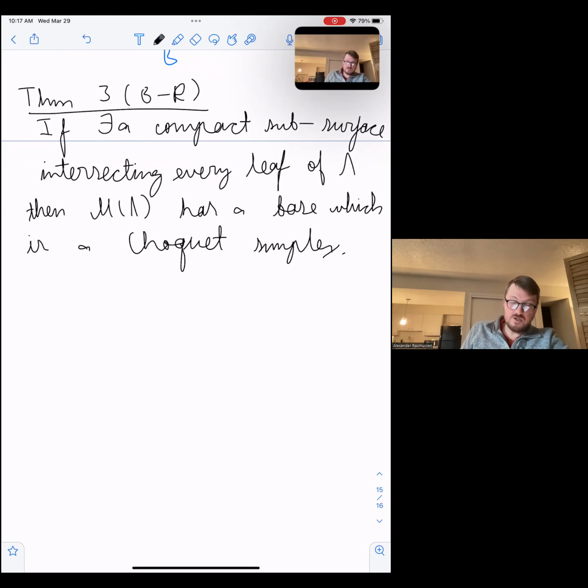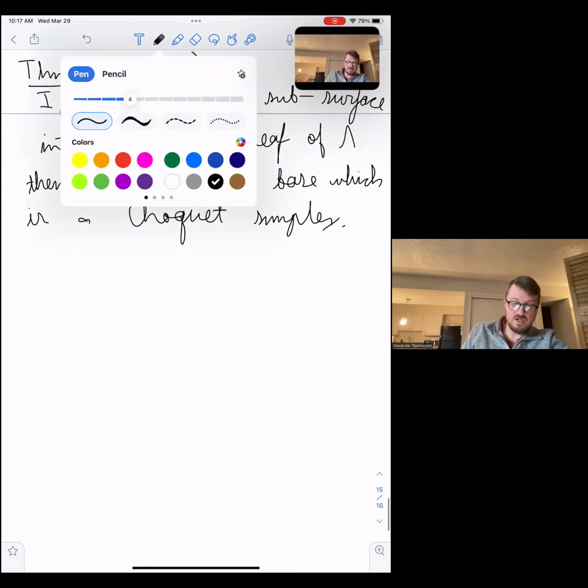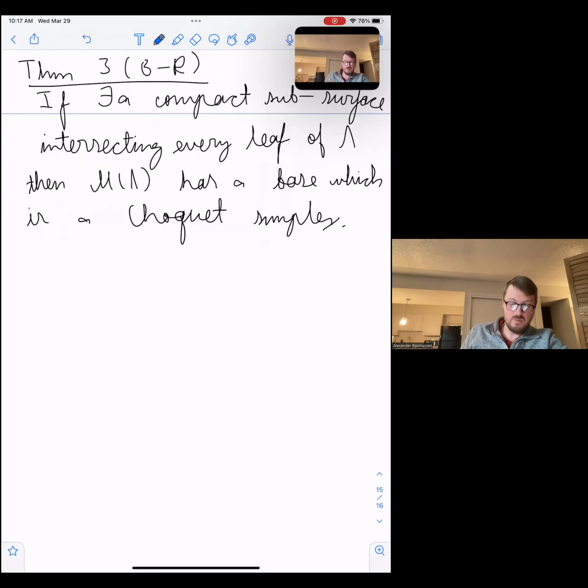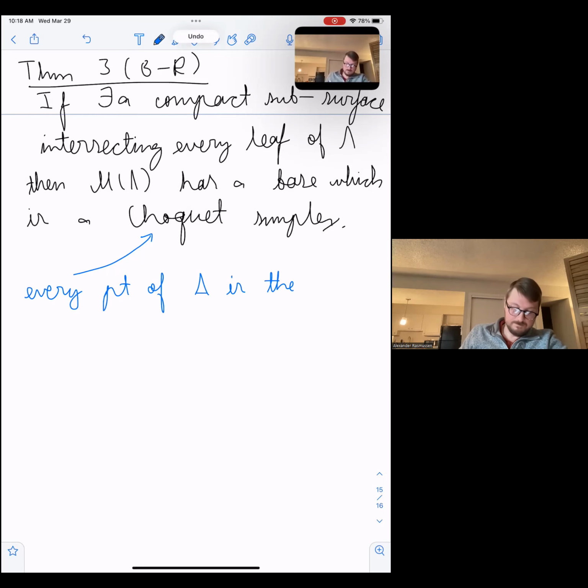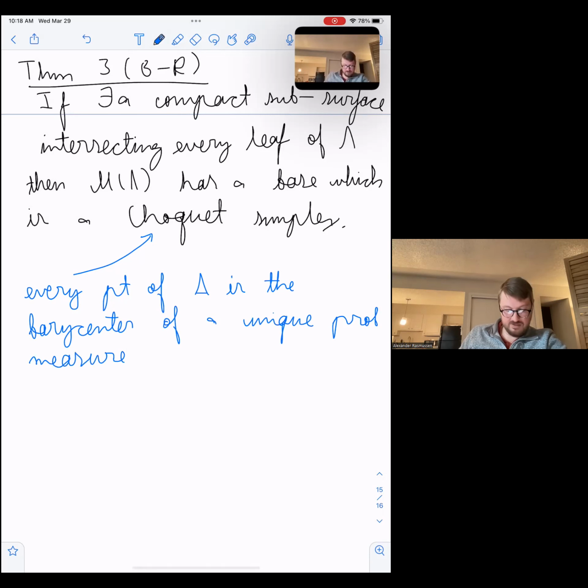Okay, so I'm not going to give the full definition of a Choquet simplex here, but it's basically the natural infinite dimensional analog of a simplex. The defining feature is that every point of the simplex is the barycenter of a unique probability measure on the space of extreme points.